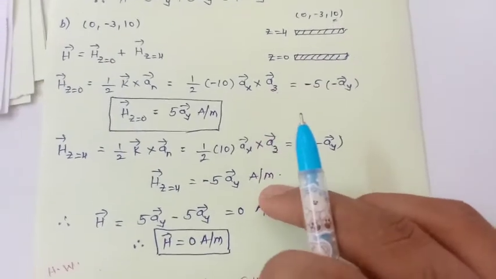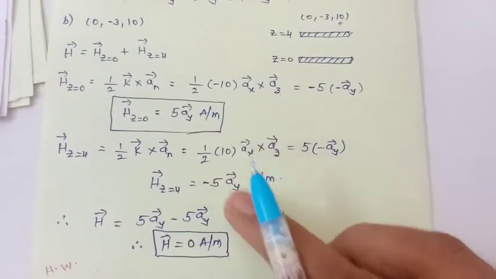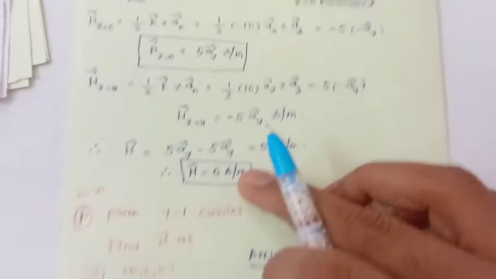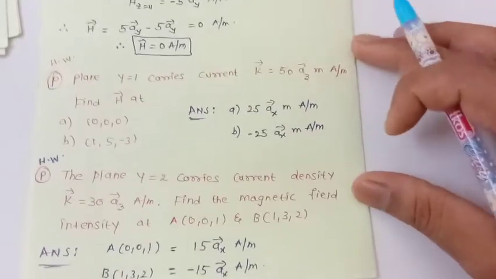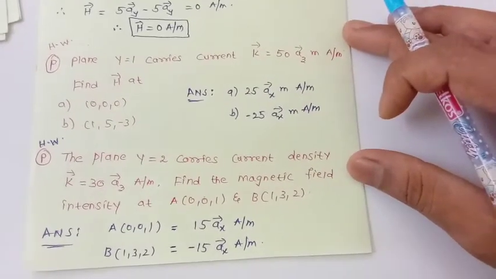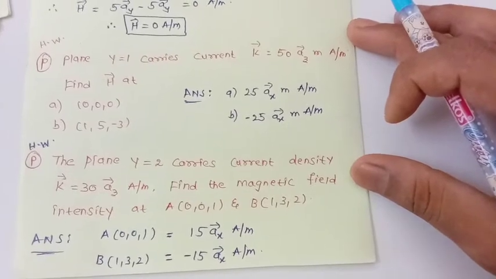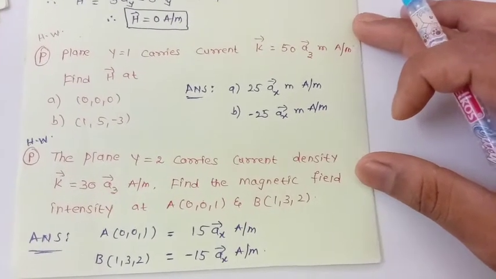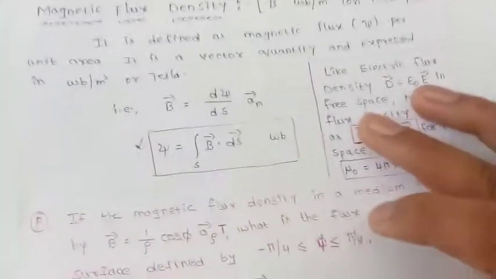Just substitute. Is it clear? Then plus 5 becomes minus 5. By adding these two it becomes 0. Then these two are homework for you, you have to do them. Just observe that these are the answers. Is it clear? Now coming back to the problems on magnetic flux density.